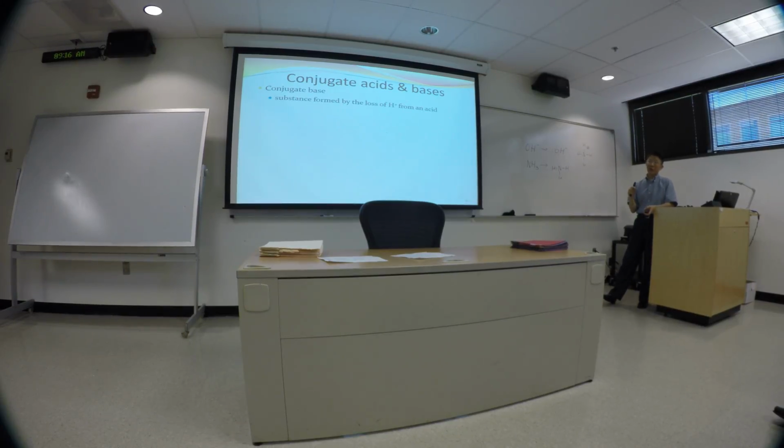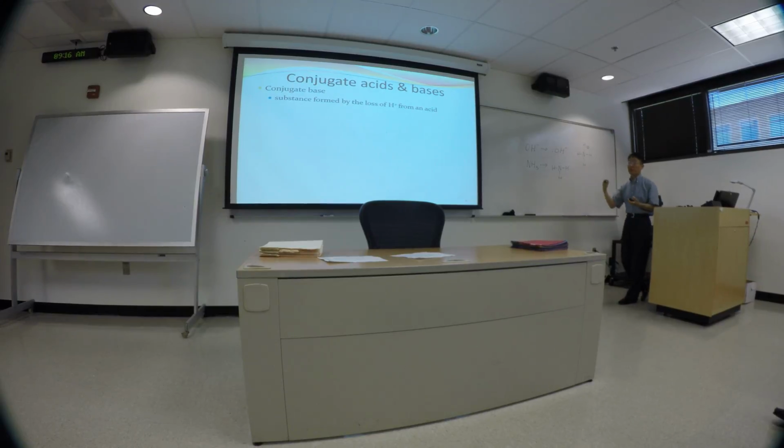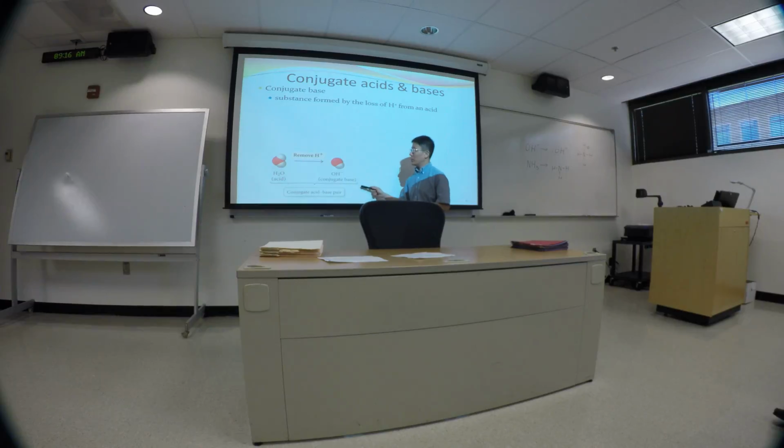So a conjugate base is a substance formed by the loss of a hydrogen ion from an acid. If an acid gives out a proton, what's left is what we call the conjugate base. The counterpart of the acid after donating the hydrogen ion is called the conjugate base. If you have water, for example, removal of the hydrogen ion results in OH minus. OH minus is the conjugate base of the acid, water in this case.